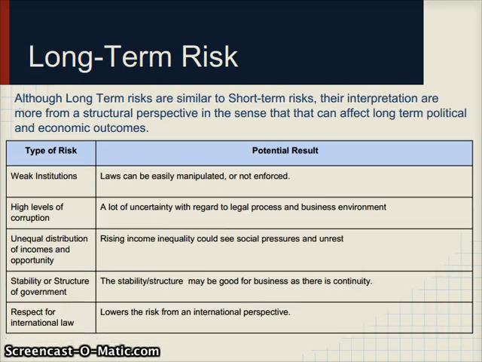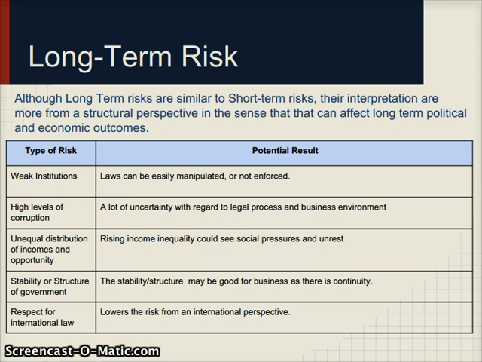In terms of longer-term risks, they're quite similar to short-term risks. However, you want to interpret them from a more structural perspective, in the sense that they can affect long-term political and economic outcomes. They typically take longer to change, and they're really embedded in the structure of the economy or political system. A good example is weak institutions, such as a weak judiciary or a lack of enforcement of laws, or laws that can be manipulated. This means it's not a short-term risk, it's a long-term enduring risk, which is bad for the business environment.